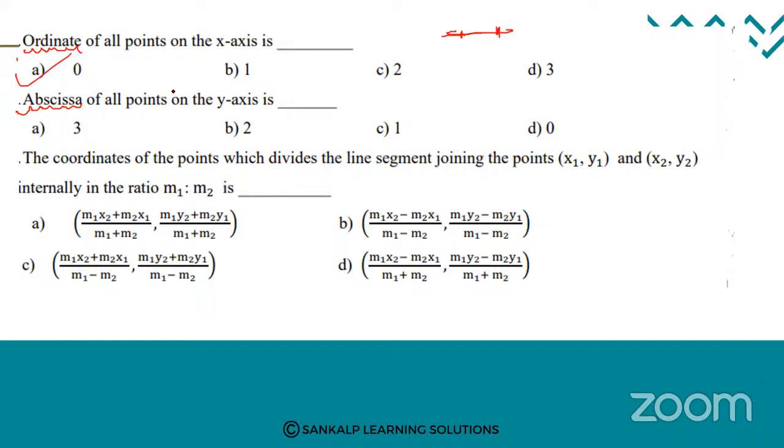Abscissa of all points on the y-axis. Abscissa means x-axis, so we call the x-axis abscissa. On the y-axis, the x value is 0. That means abscissa of all points on the y-axis is 0.